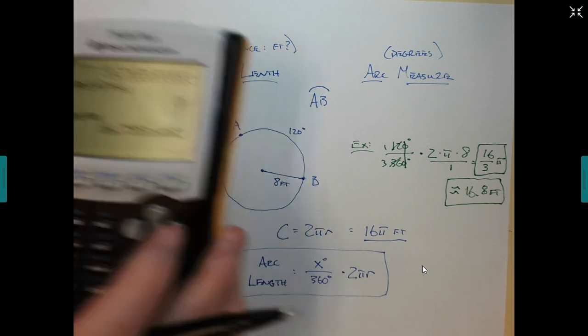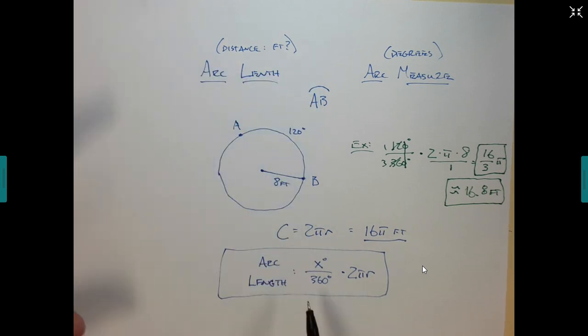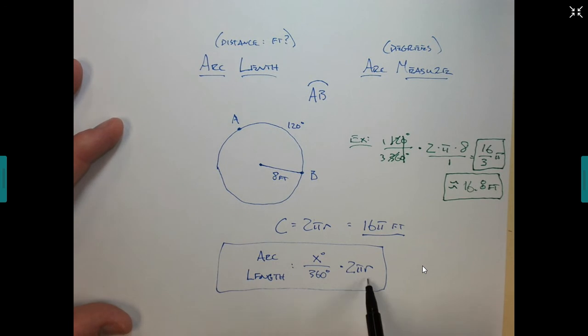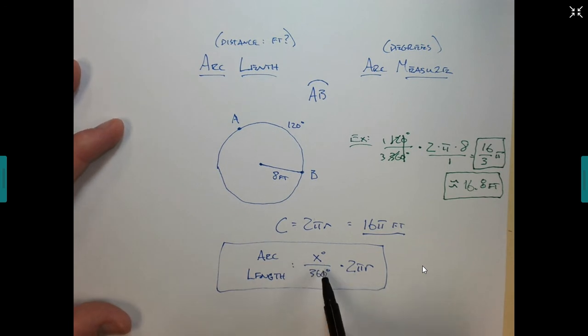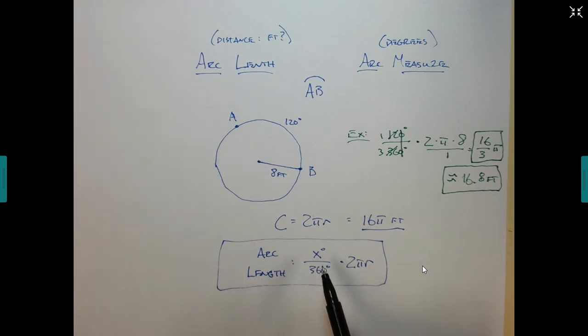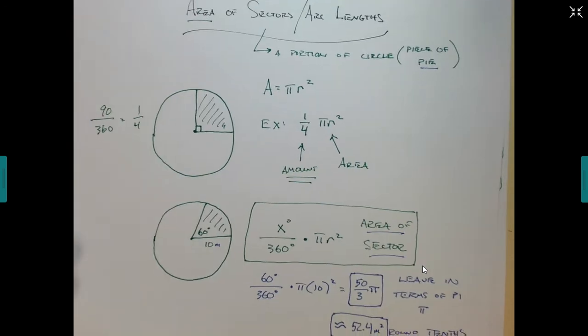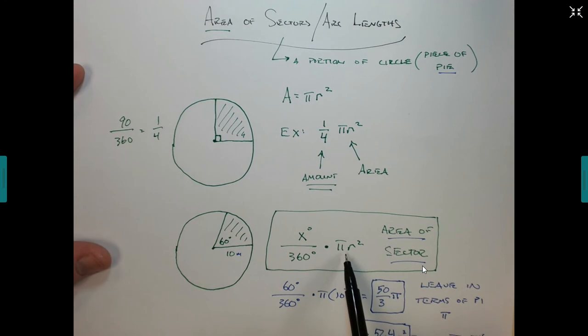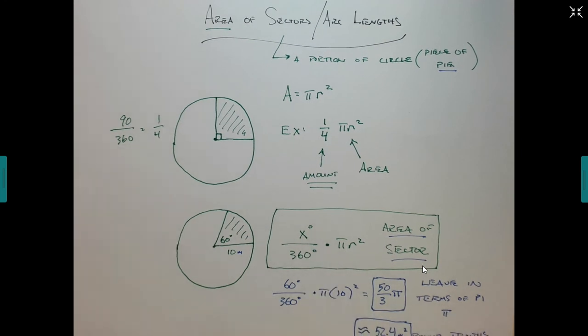Okay, so the two formulas here. Again, you already know circumference. We just only want a certain portion of the circle. All right, circumference is an old formula for us. Area of a circle is an old formula. We just want a portion of the circle.